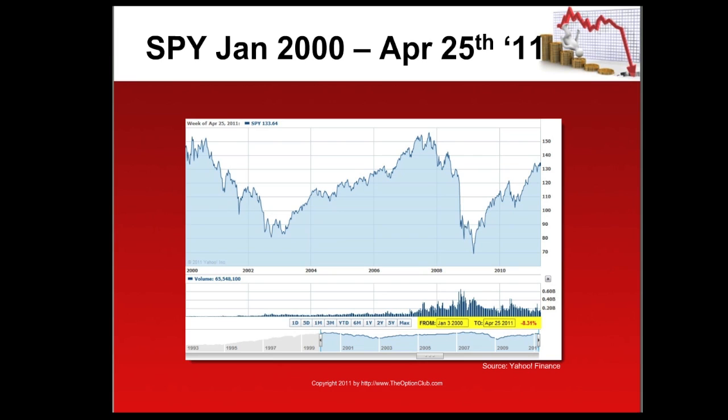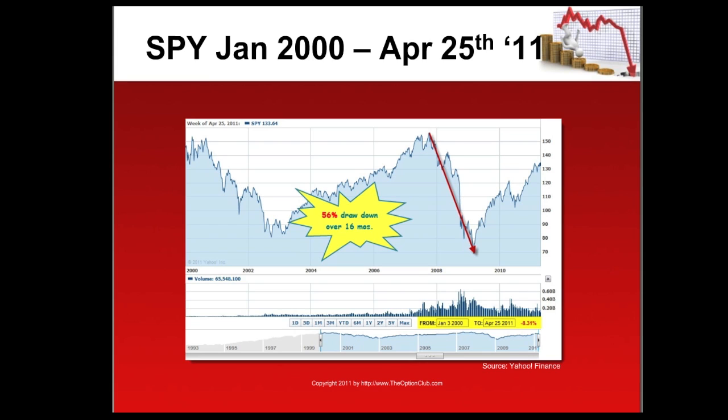Now, as awful as that looks, as of April, if you had bought the S&P 500, this is the spider that we're looking at here, back in January of 2000, you're down about 8% as of April 25 of this year. Not too bad, not great, but not too bad. But what you really need to pay attention to is that in order to have that 8% loss, you had to endure a two-year drawdown that totaled about 47% of capital. That's a really tough thing to stomach as a buy and hold type investor.